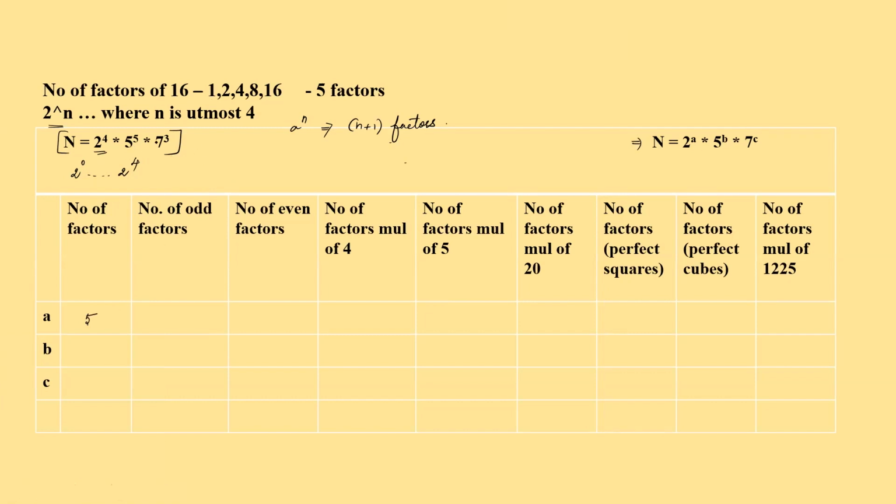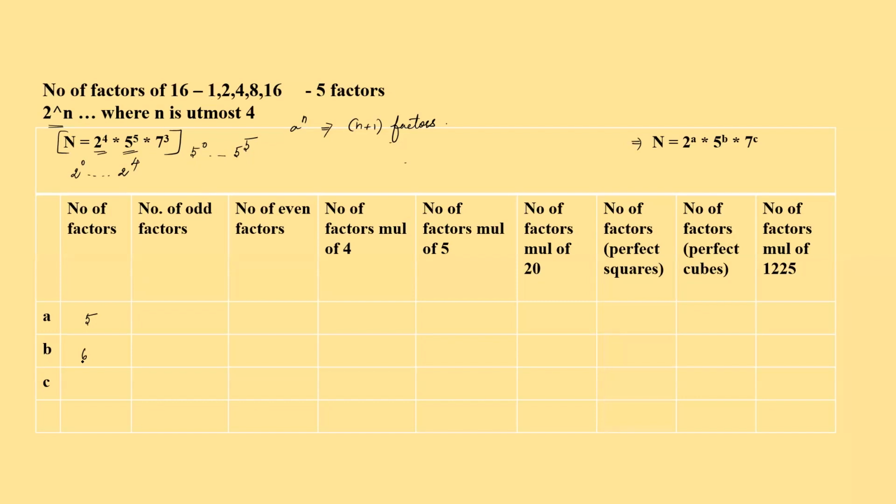Now, let's go to 5. Can 5 power 0 be a factor of n? Yes. 5 power 1? Yes. 5 power 2? Yes. But 5 power 7? 5 power 8? No. The highest power of 5 here is 5, so it can range only from 5 power 0 to 5 power 5. So how many factors are available from here? 0 to 5, there are 6 factors available.